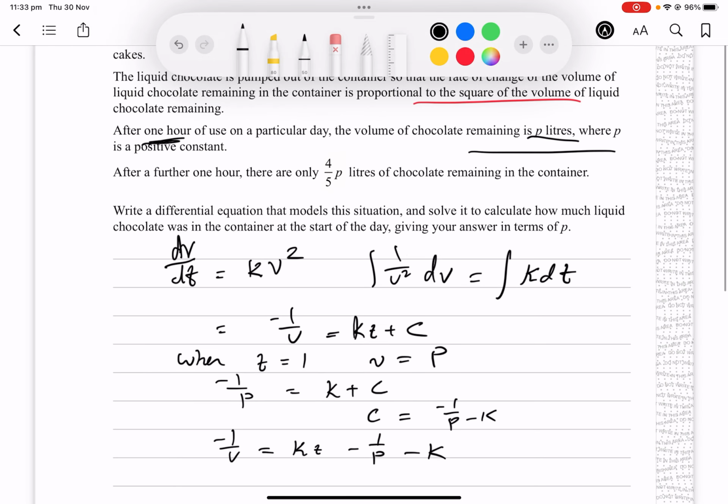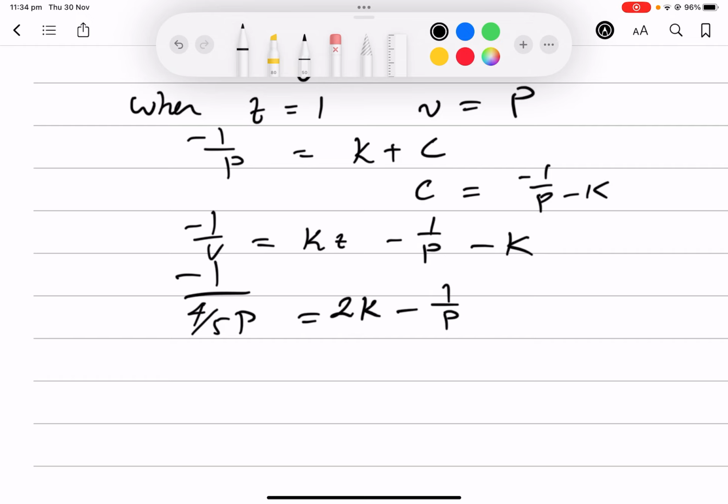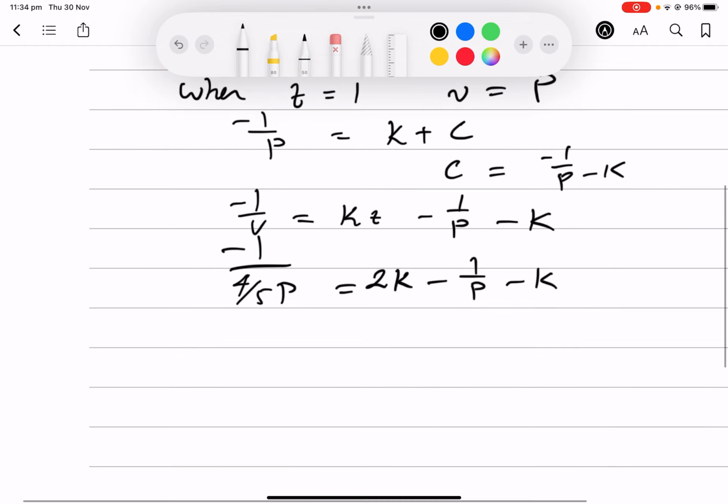Cool, and now we're going to say after another 1 hour, so that's t equals 2, there's only 4/5 p liters of chocolate remaining. Cool. So now we have negative 1 on 4/5 p, that is equal to 2k minus 1 on p minus k. So maybe just simplify this a little bit here. So we have negative 1 on 4/5.